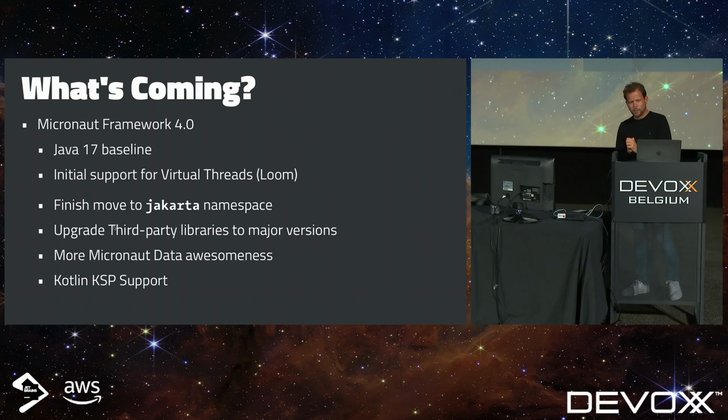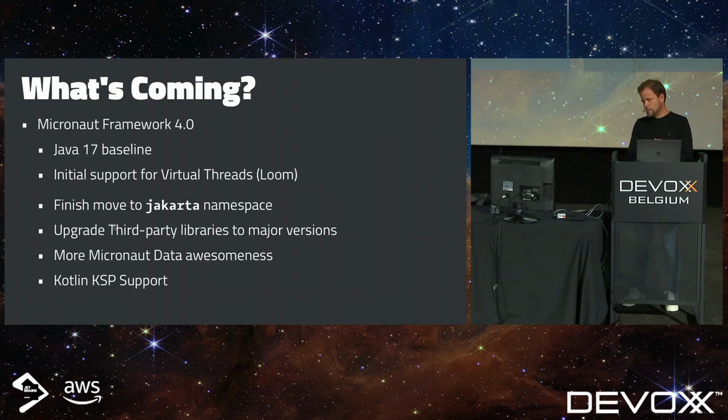And now let's talk about what's coming before we get to a bit of Q&A. So Micronaut 4 is the next release we're focusing on, which we're targeting in the next few months. We'll continue to maintain Micronaut 3 for some time, but Micronaut 4 will baseline on Java 17. So Java 17 will be the minimum version that you can use Micronaut 4 with. If you want Java 8 or Java 11, you can continue to use Micronaut 3. It's fantastic, it's still great, and we'll continue to maintain it.